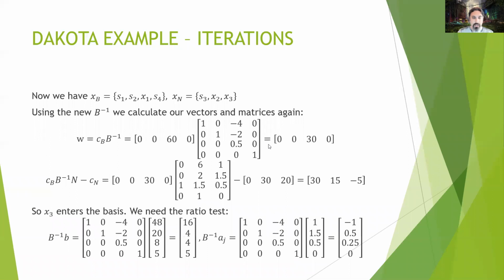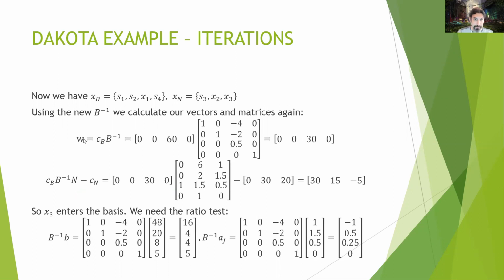Well, first of all, I need to find the W, the CB times B inverse part. Now, the CB has changed. As you can remember, it was all zeros, but now it has a 60 in it. So 0, 0, 60, 0. And the B inverse has changed into this matrix. Now, from this multiplication, we will get 0, 0, 30, 0. It's expected because we had a lot of zeros. So yeah, 0, 0, 30, 0 is our new W.